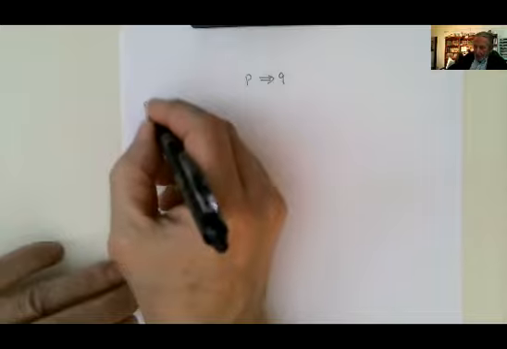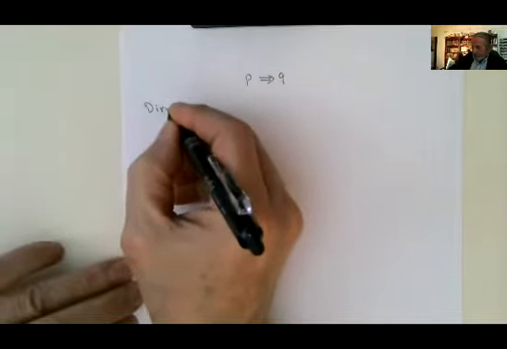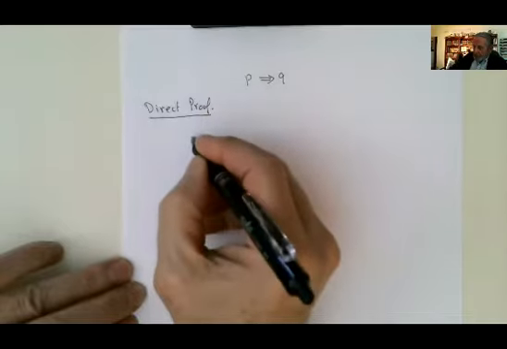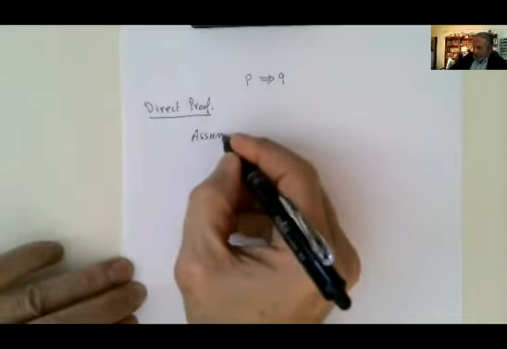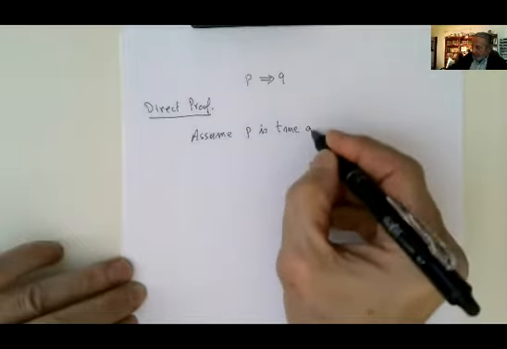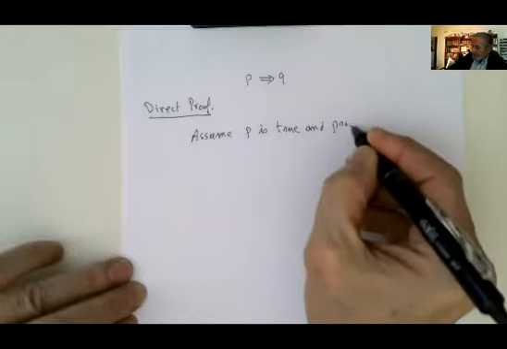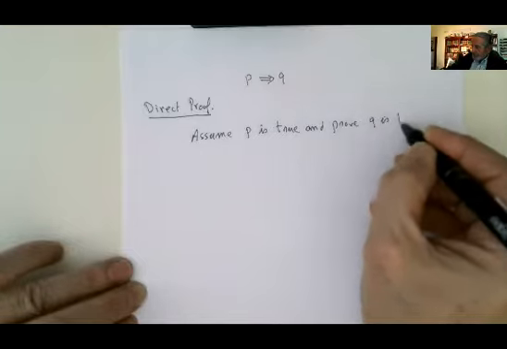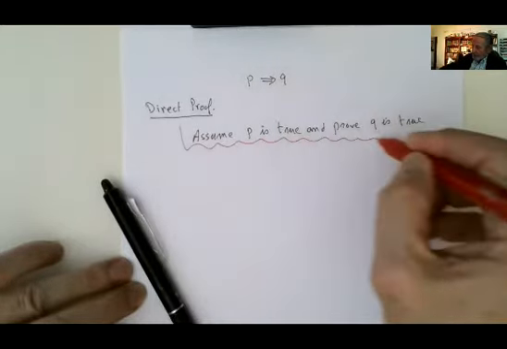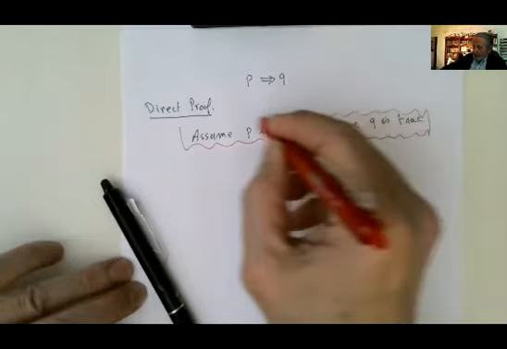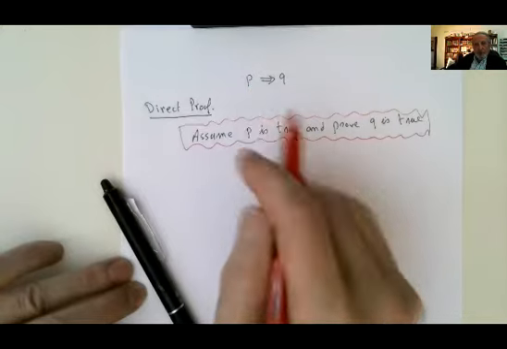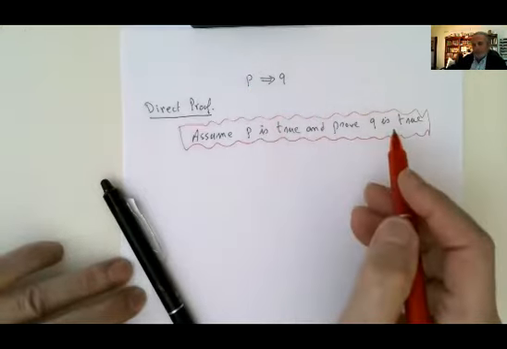And direct proof, just to remind you, is you assume P is true and prove Q is true. And that's why this is called direct proof, because you are really using P to get to Q. You assume P is true, do some work, and you prove Q to be true.